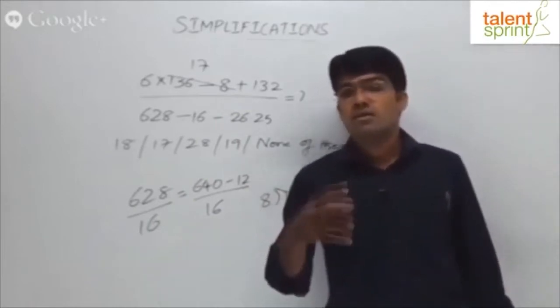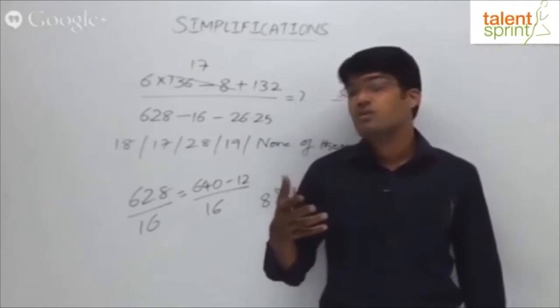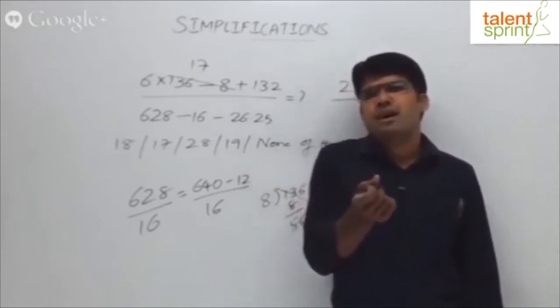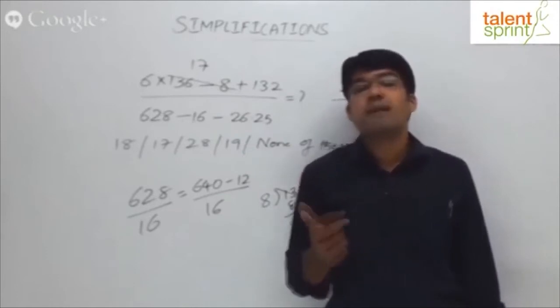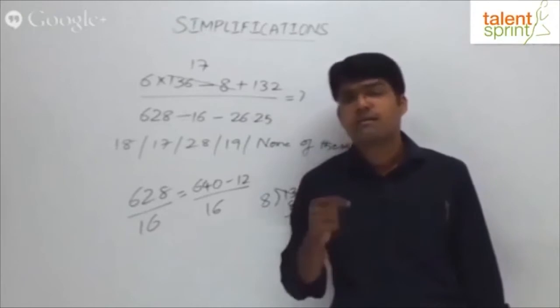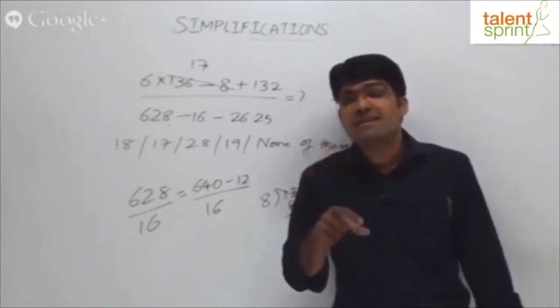148 is left out. Now how do you split 148? 148 should be divided by 16. 148 can be taken as 144 plus 4. Now you may ask me, why 144 plus 4? Because I know 144 by 16 is 9. 16 times 9 is 144. So 144 by 16 is 9.